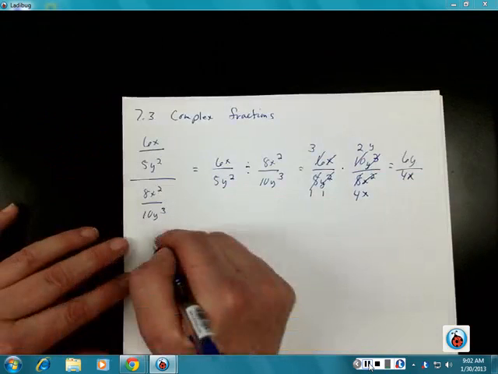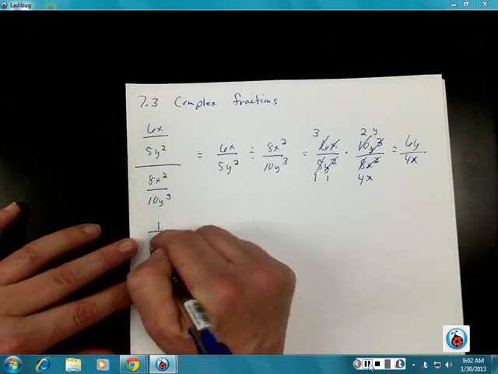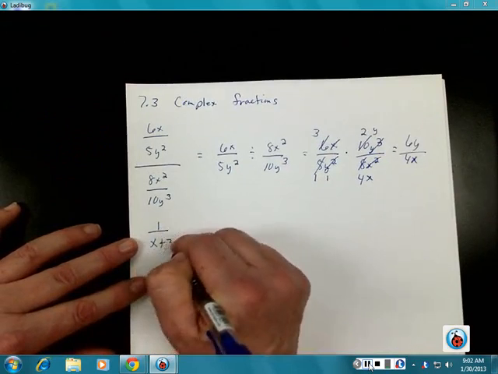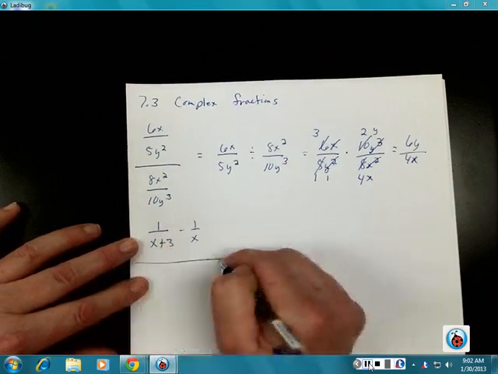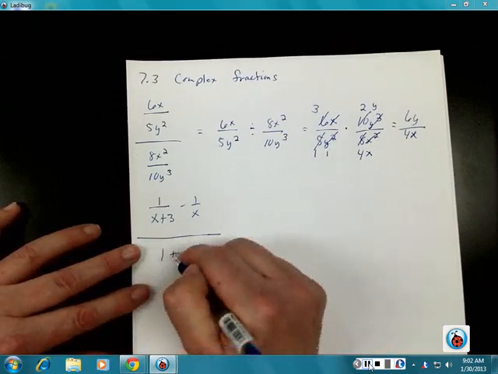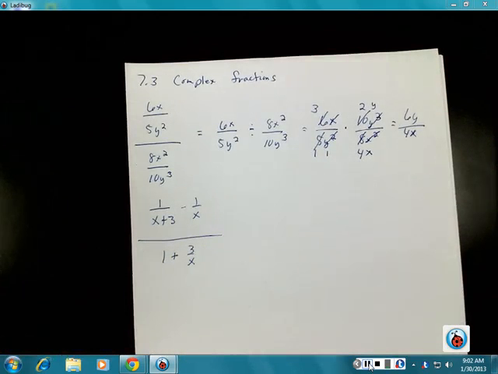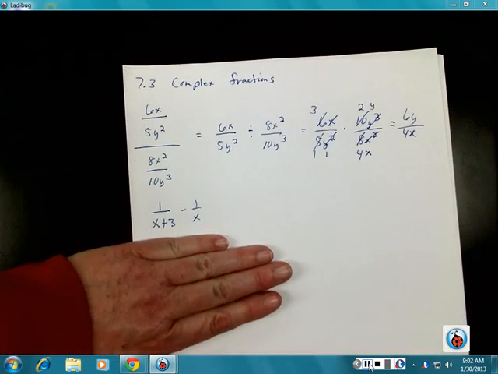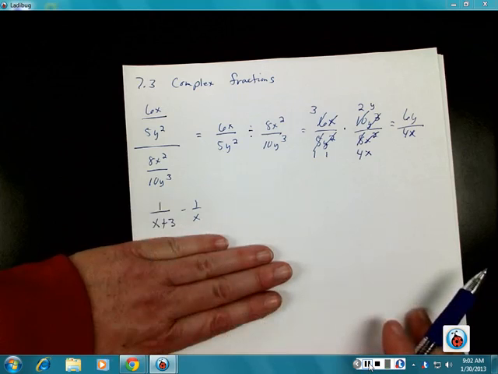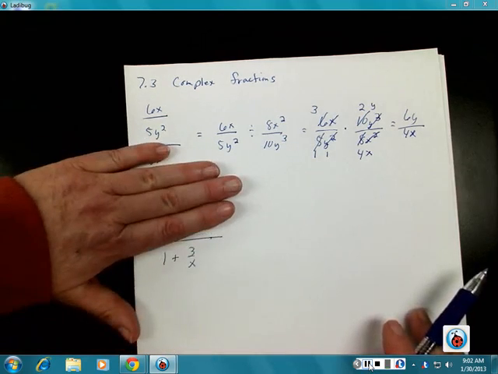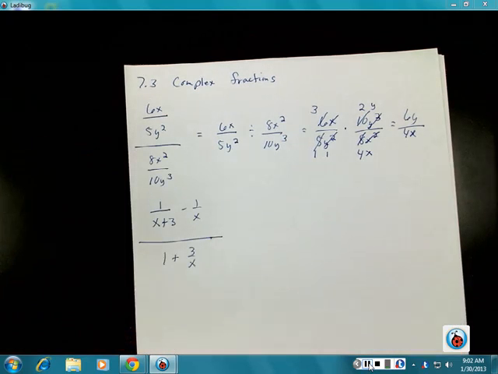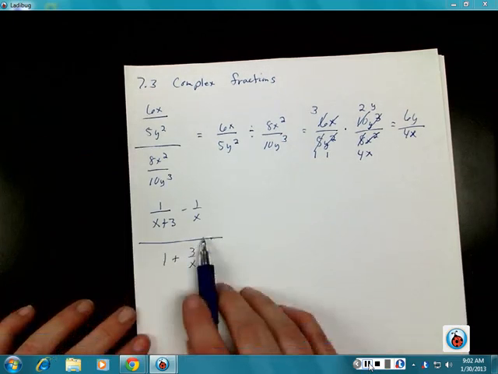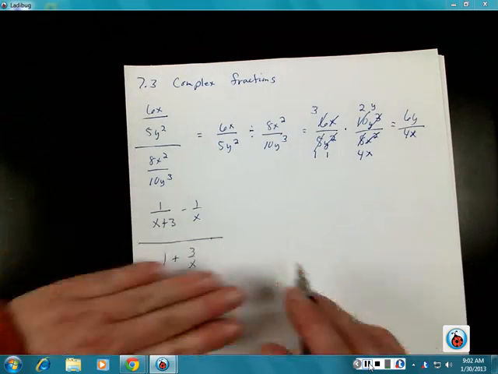The other variety is where you have 1 over x plus 3 minus 1 over x all over 1 plus 3 over x. That's got a whole bunch of pieces to it. But if you look at it, the top piece looks like what we just got done doing in 7.2 because it happens to be a subtraction problem. And if I look at the bottom, it's an addition problem. And so basically method number 1 that I can use to solve this is to work with each piece separately.